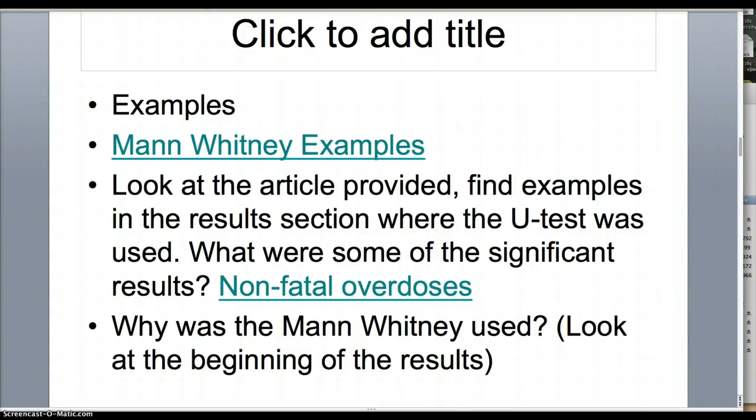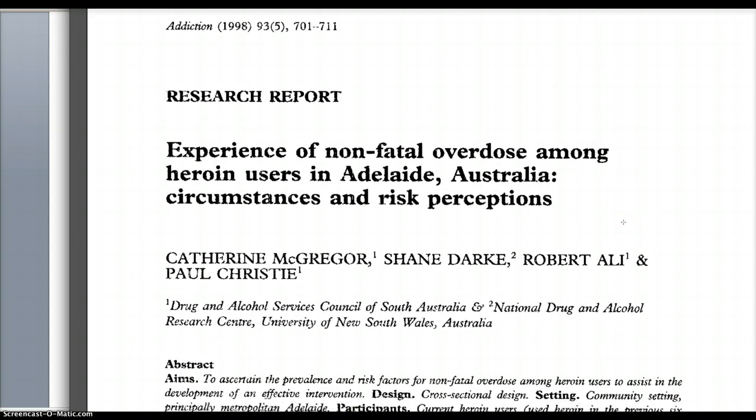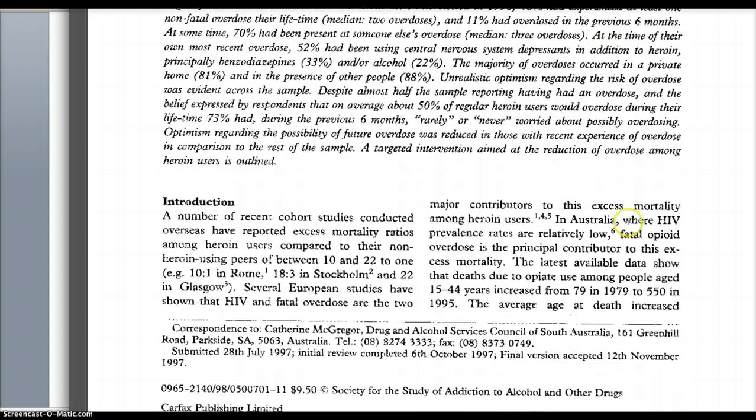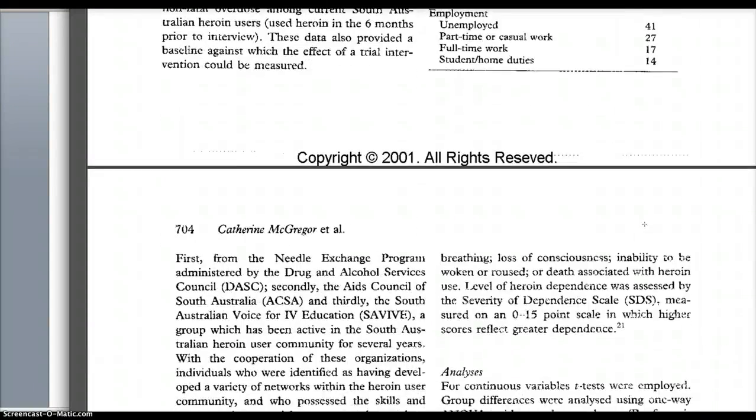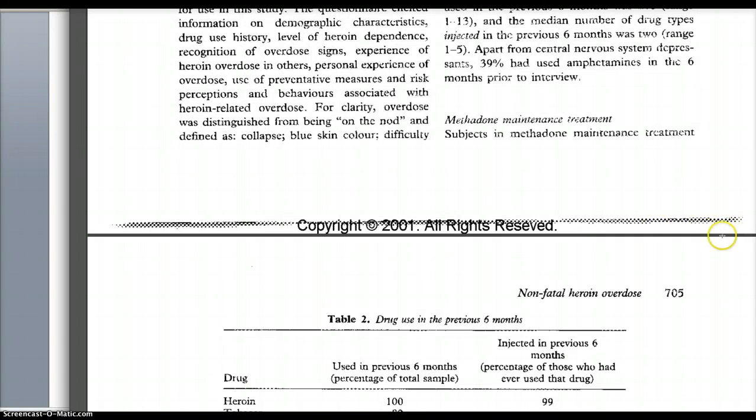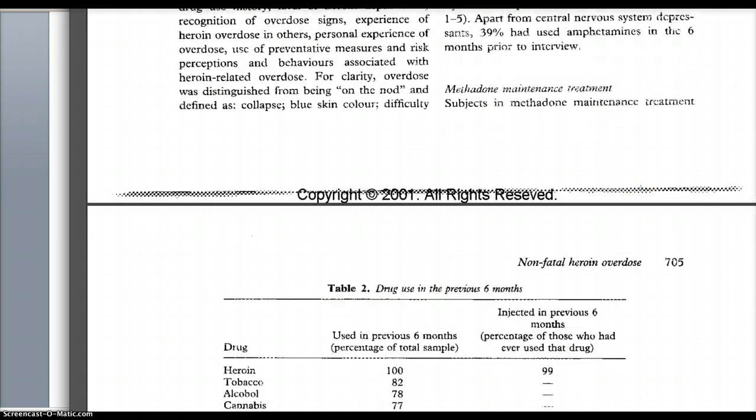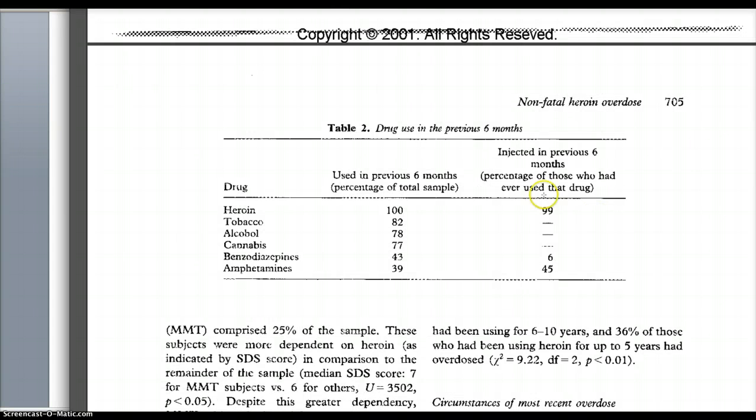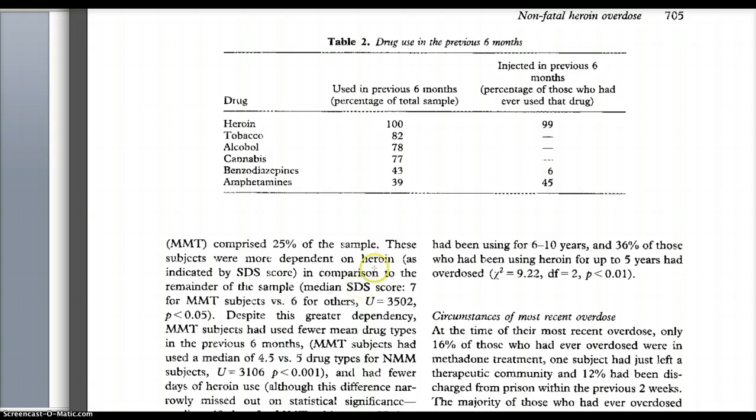Now, another example of that, because most people don't write it like that: if you go to page 705 in this document about non-fatal overdoses, the researchers in this study were using, among other things, a survey about methadone maintenance treatment. They wanted to know whether or not what they were doing had anything to do with which drugs the heroin users were involved in.